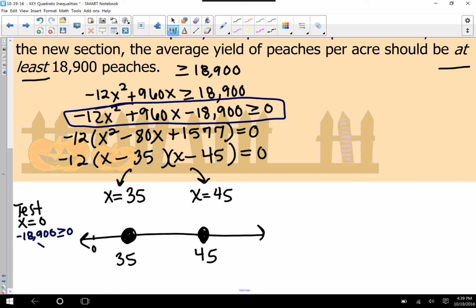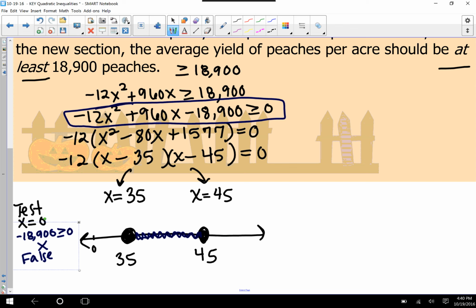Is that true? No, that's false. So I am not going to be shading over here where 0 is. That means I'm going to shade here in the middle, right? Okay, so that's my solution. So basically what we're saying is that in order for Paula to yield the correct number of peaches, she's going to need to plant between 35 and 45 trees, right?